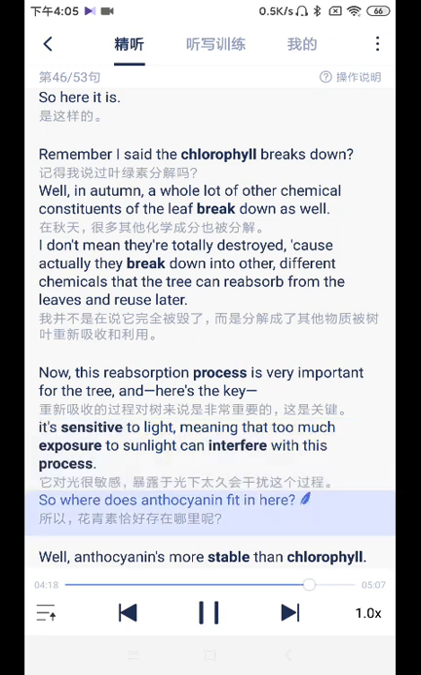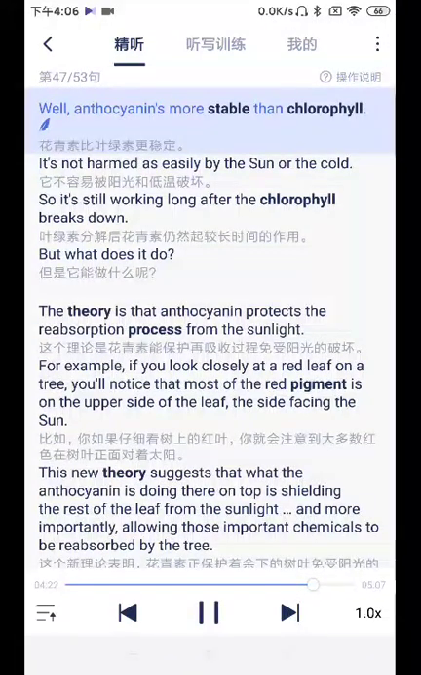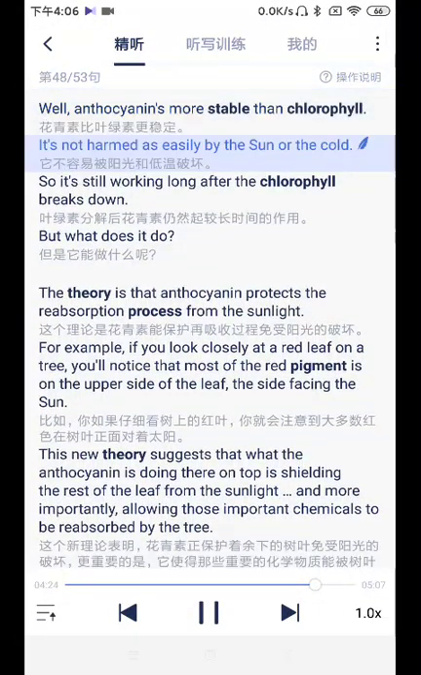So where does anthocyanin fit in here? Well, anthocyanin's more stable than chlorophyll. It's not harmed as easily by the sun or the cold. So it's still working long after the chlorophyll breaks down. But what does it do?